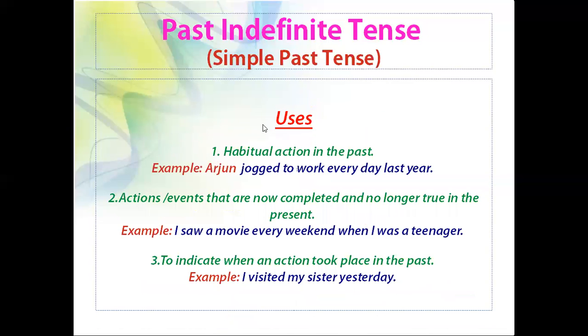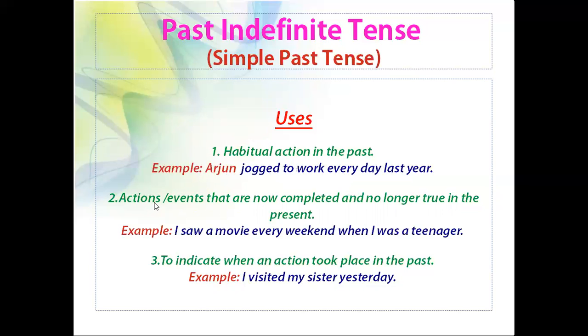Where can we use simple past tense? It can be used for a habitual action in the past. What is a habitual action? That is daily routine work. For example, Arjun jogged to work every day last year. So this is a daily habitual action for Arjun. Daily he used to jog.